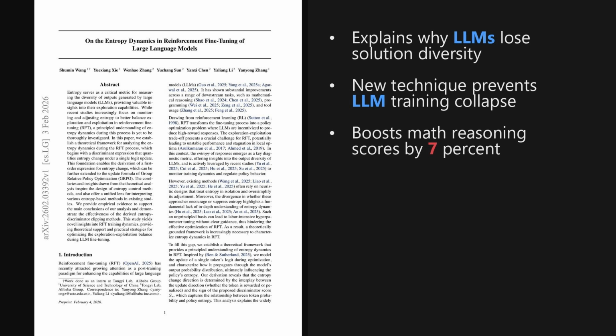Wrapping up, 2 main takeaways stand out. This research replaces trial and error heuristics with a principled mathematical framework for understanding entropy dynamics. By simply clipping gradients based on the entropy discriminator, we can prevent model collapse and boost reasoning capabilities across diverse architectures.